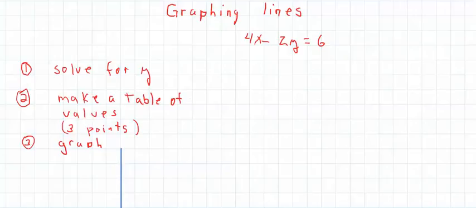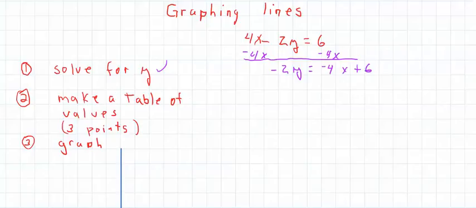The first step is always to solve for y. We want to get y by itself, so let's do that first. Minus 4x, minus 4x. We get negative 2y. Do not forget that negative. Negative 4x plus 6. Then I'm going to divide by negative 2. Everything gets divided.